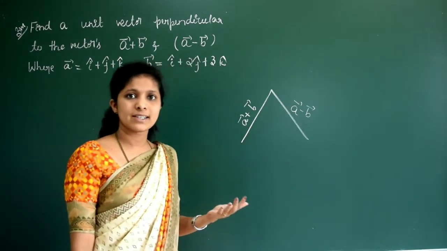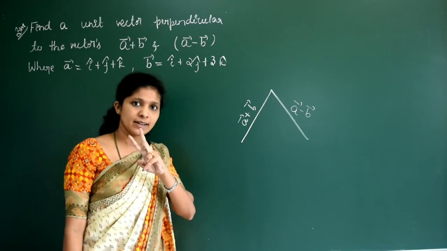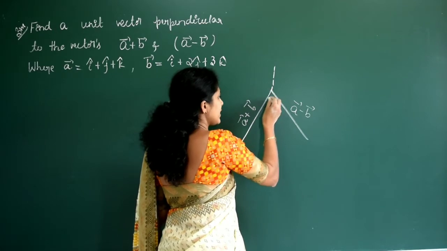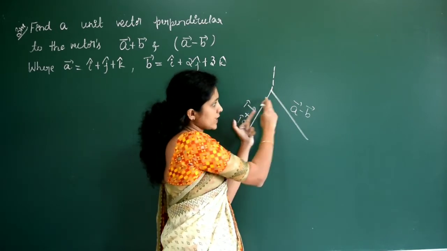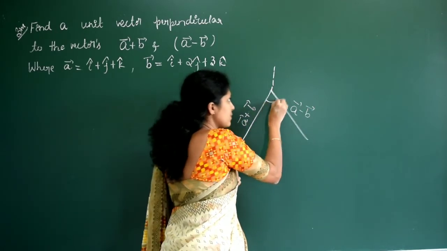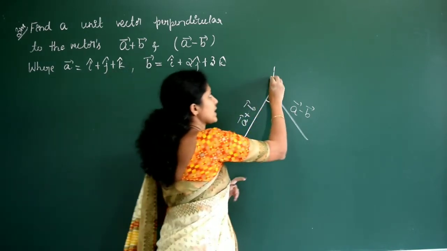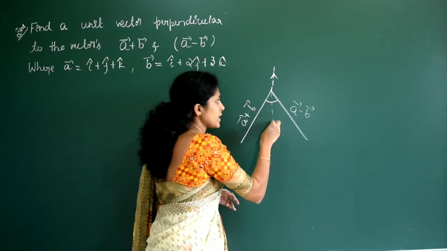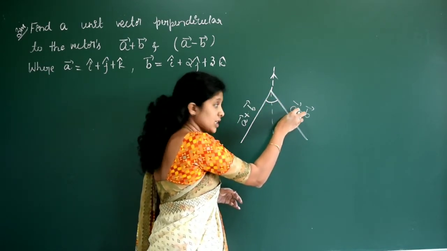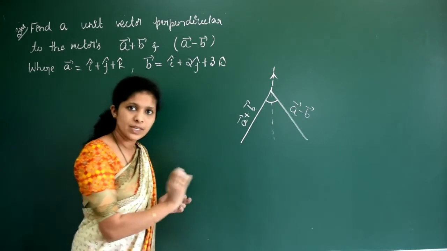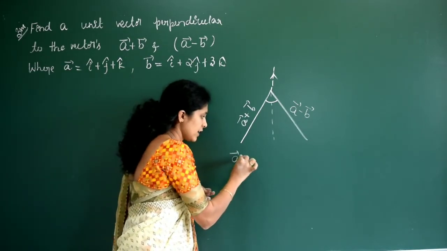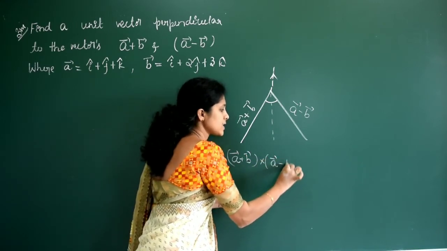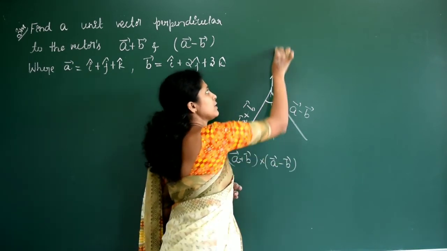What are the possible vectors here? Two possible unit vectors we can find. One is along this direction, right? If I take the angle from A vector plus B vector to A vector minus B vector, this is one unit vector I can consider. Another one will be downwards, if we consider A vector minus B vector cross A vector plus B vector. Is it clear? If I consider A vector plus B vector cross product with A vector minus B vector, the unit vector will be in this direction.